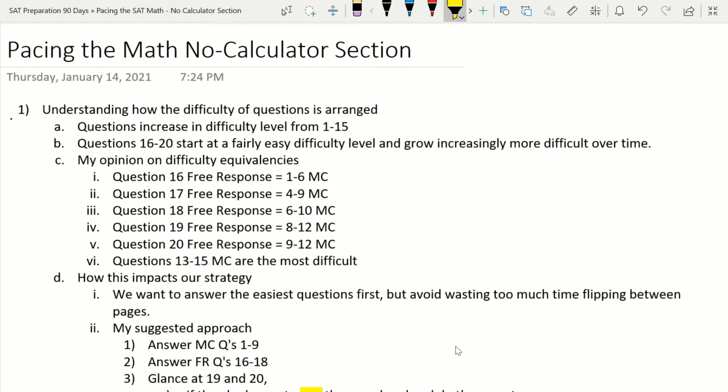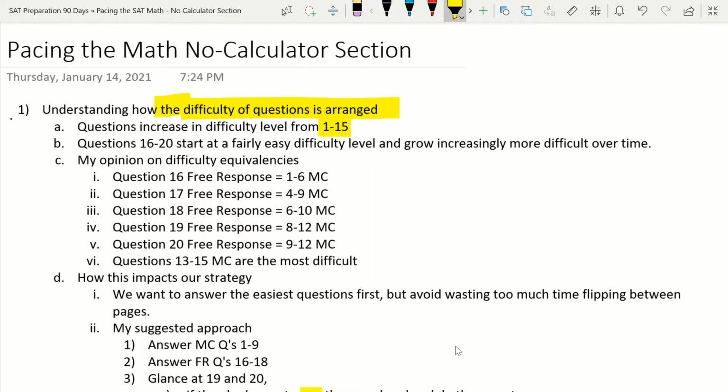Let's start with pacing the math no calculator section. The first thing we need to understand is how the difficulty of the questions is arranged. The difficulty of each question increases. As we go from questions 1 through 15, which are the multiple choice parts of the math without calculator section, the questions are going to get increasingly difficult. Your easier questions are going to be right around 1, and your most difficult are going to be around 15.